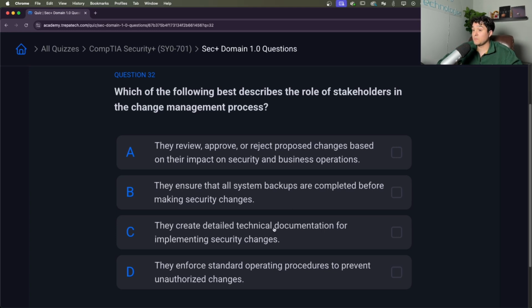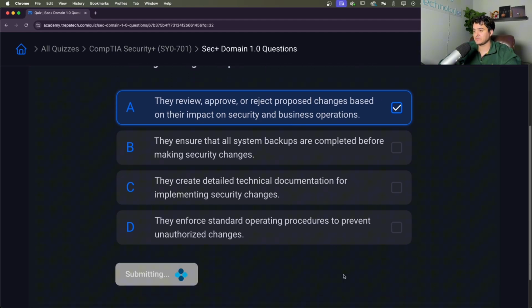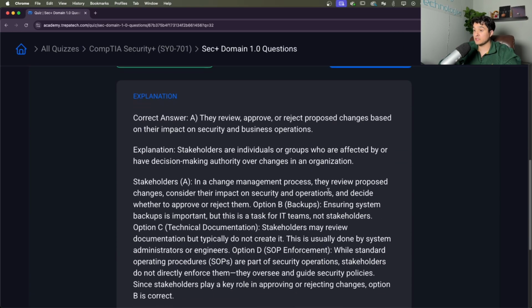So what best describes the role of stakeholders when it comes to change management? Now, when we talk about change management and stakeholders in that exact process, we're probably talking about management and the different approval steps. So more than likely, we're going to go with A here: they review, approve, or reject proposed changes based on their impact on security and business operations. What I always like to point out is business operations too, right? Just because we're technical doesn't mean we forget about the business side of things. Pause the video if you'd like to read the explanation.